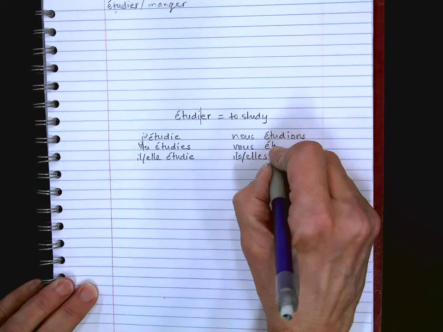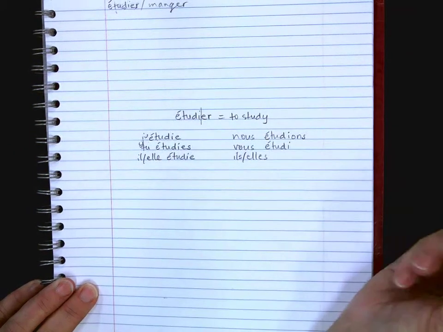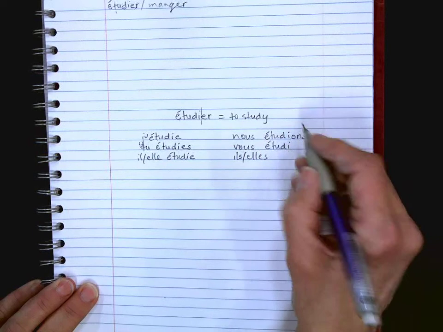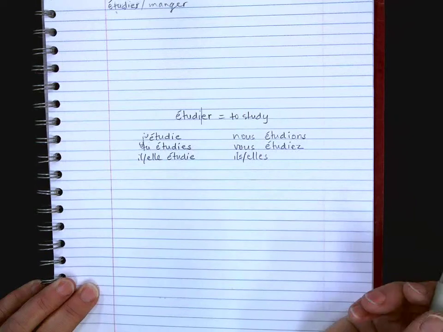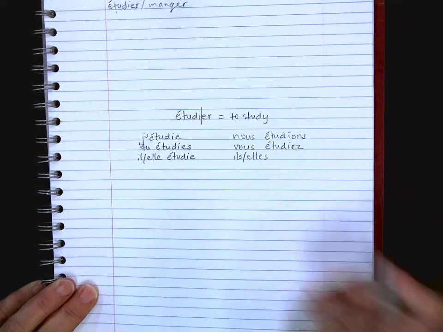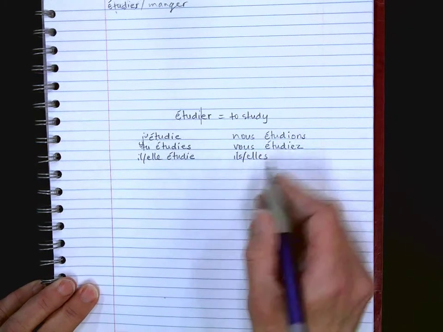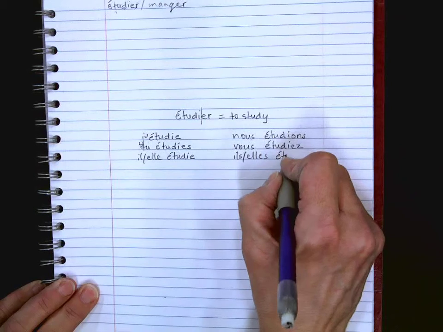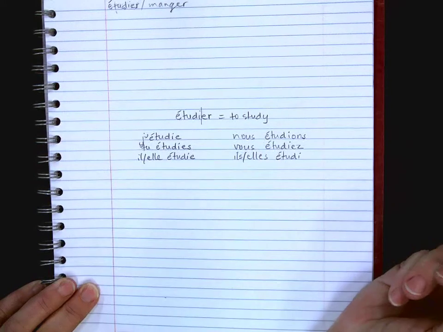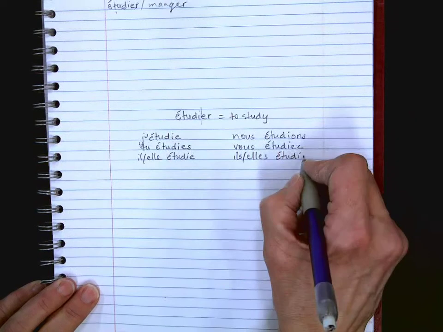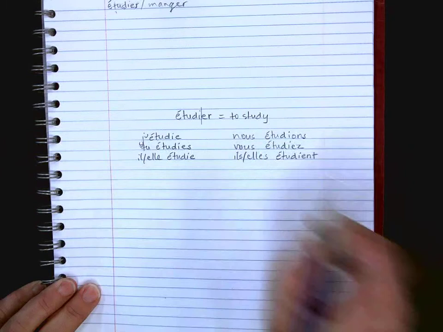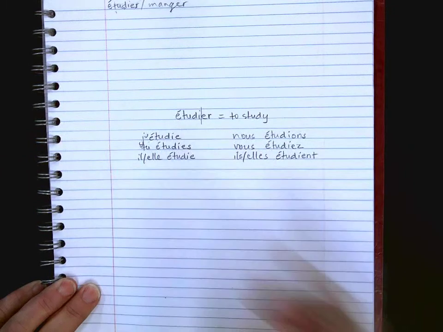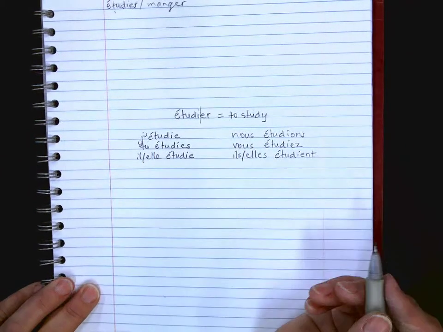And vous étudiez. There's the stem. Easy. Étudier. Vous étudiez. Il, elle, étudie. Here's the stem. What goes on the end? ENT. Silent ENT, so it sounds like étudie. Étudier sounds like this, étudier. Vous étudiez, ils étudient.